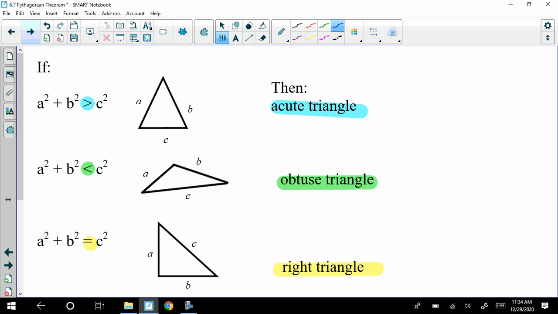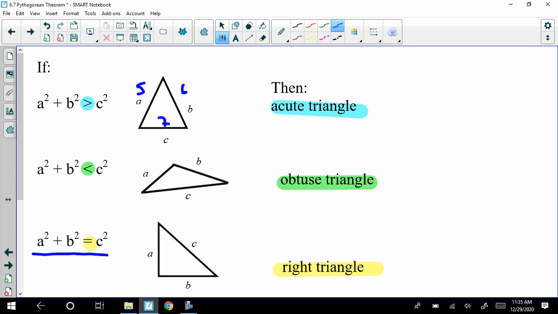A couple things with the Pythagorean theorem. It only works for right triangles. So if a squared plus b squared equals c squared, then we know we have a right triangle. But by applying the Pythagorean theorem, we can tell whether we have an acute or an obtuse triangle. Now let's think about this. Let's say a is 5, b is 6, and c is 7. All those side lengths are pretty close together. We don't have one side that's a lot longer than the other side.